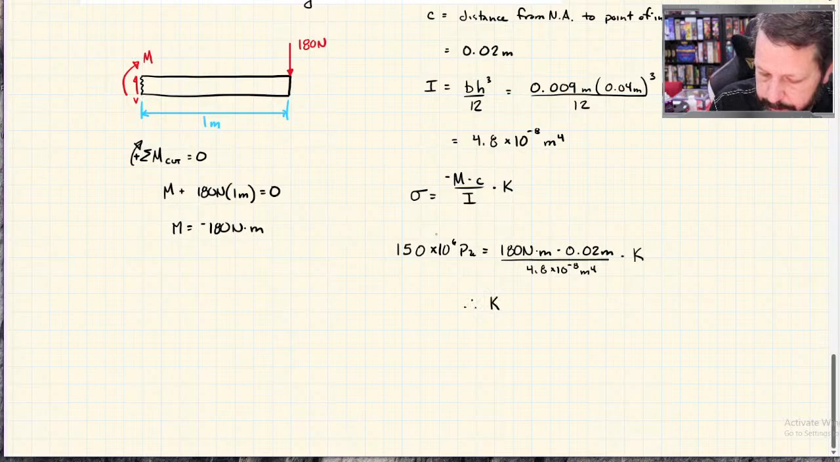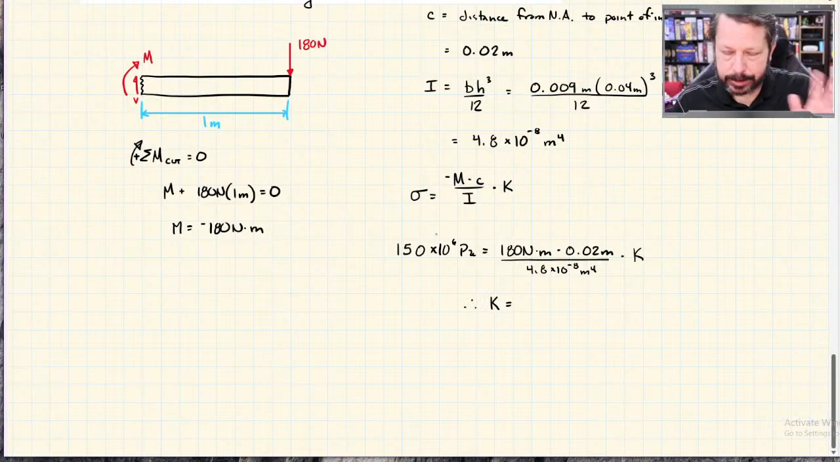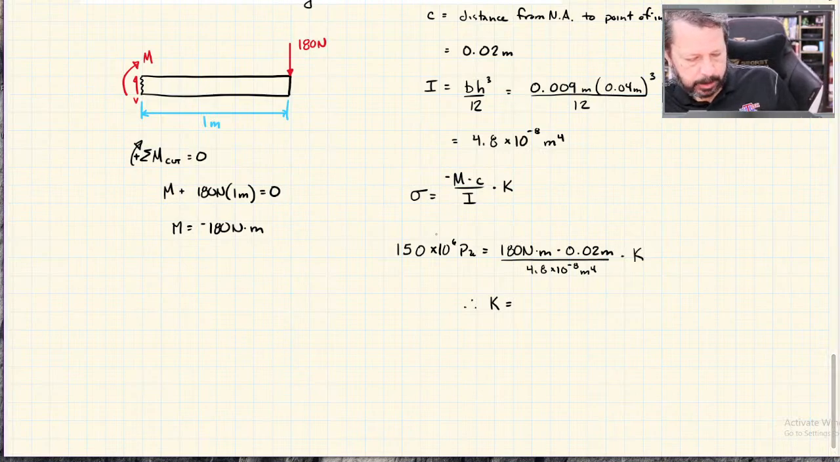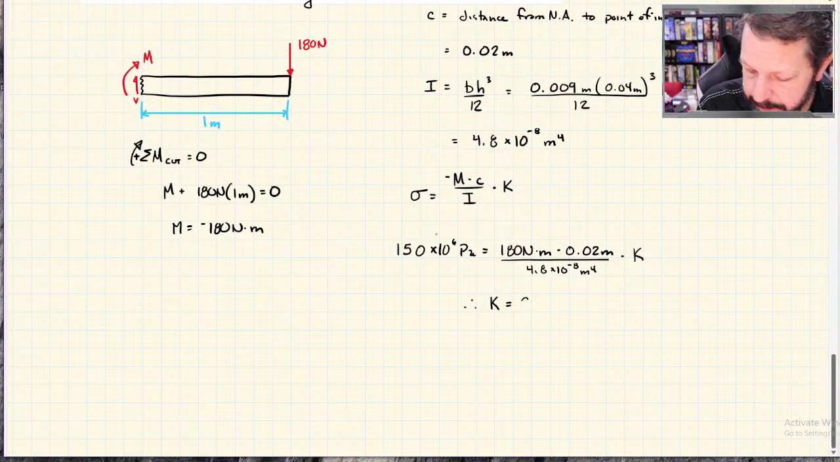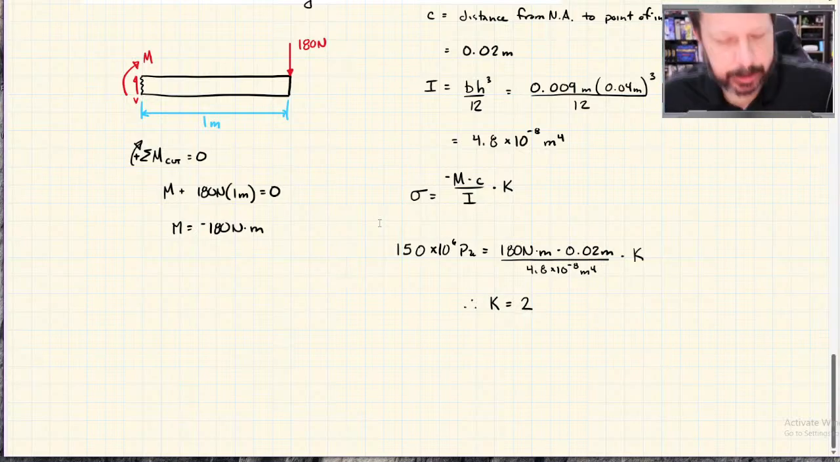So K is going to equal, and hopefully it comes out to a nice number on our chart, but let's find out. 150 million times 4.8 times 10 to the negative 8th, divided by 180 newton meters and divided by 0.02. So I get, came out really nice. I got K equals 2. Let's see if that's what they want.